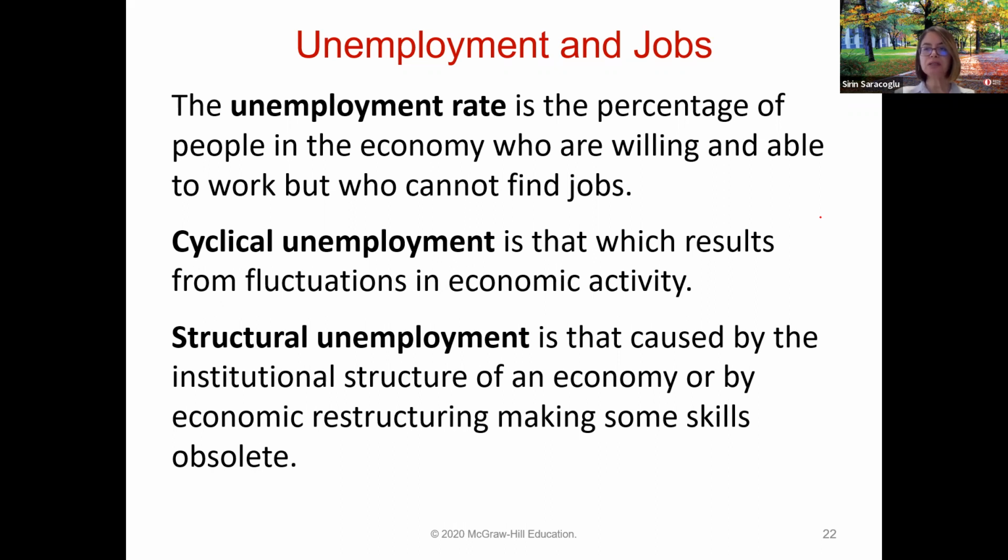Basically, cyclical unemployment occurs when the economy enters a downturn or a recession in the business cycle. So some economists consider cyclical unemployment to be short-term unemployment. When the economy starts to recover, cyclical unemployment is going to get lower over time.